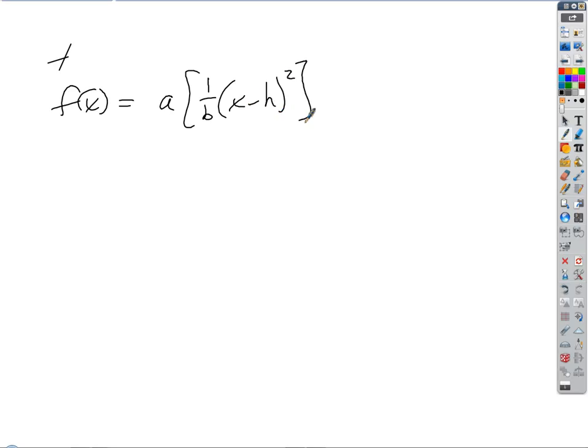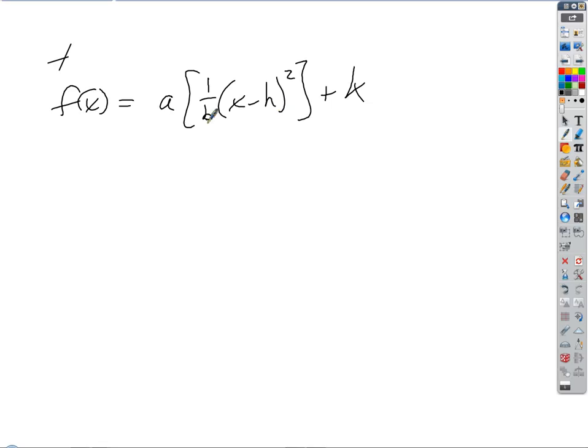Right, that would be our generic transformation of the parent function x squared, where what does a do again? Stretch or compress vertically. What's the sign of a do? Reflection, okay. What's b do? Horizontal compression or stretch. Rather than thinking of the sign of b, an easier way to think about reflecting it over the y-axis is just to change the sign of x. We'll talk more about that later. What did h do? Left or right. K was up or down.